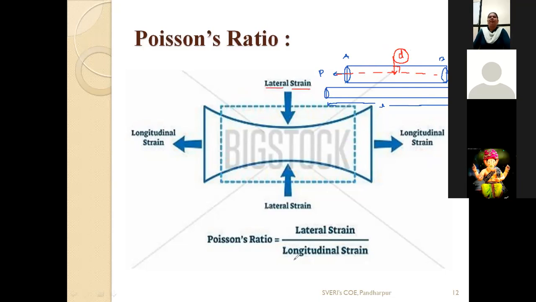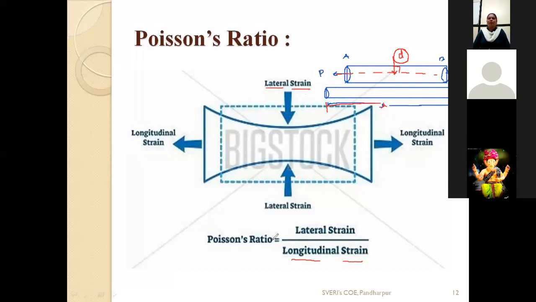And when we say longitudinal strain, the dimension is changed with respect to L or with respect to the axis. Then this strain is called longitudinal strain. So Poisson's ratio is the ratio of lateral strain to the longitudinal strain. Length is increased, that is longitudinal strain. Diameter is reduced or increased, so this is lateral strain. Lateral means along the diameter and longitudinal means along the application of loading.